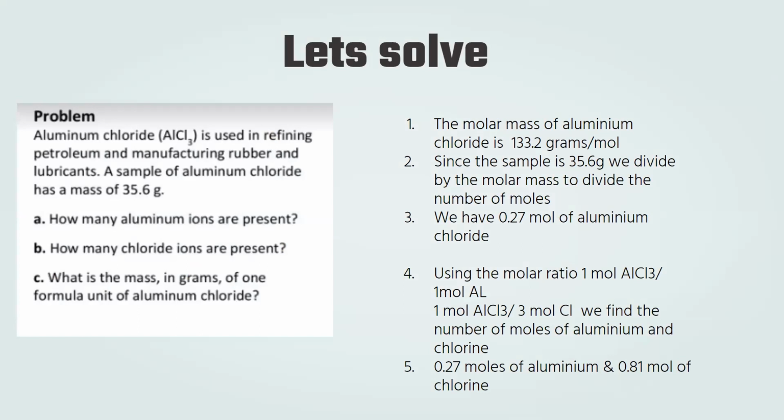How many aluminum ions are present? That's A. B. How many chloride ions are present? And C. What is the mass in grams of one formula unit of aluminum chloride? Now let's begin with A. How many aluminum ions are present?